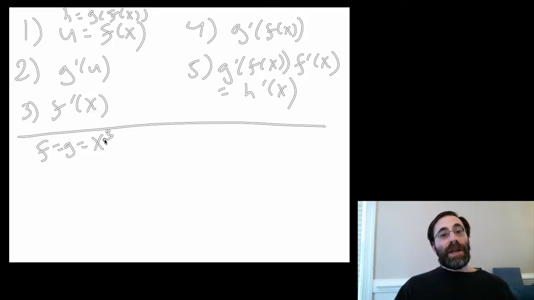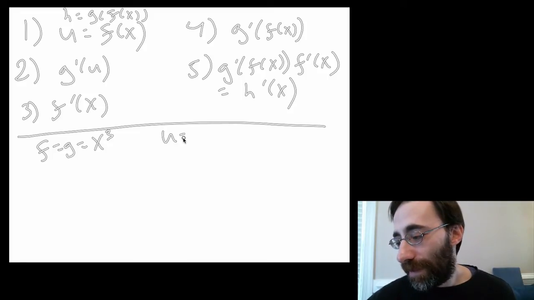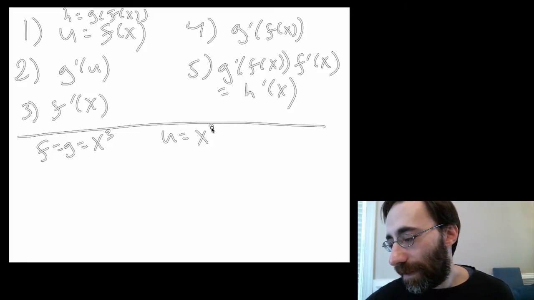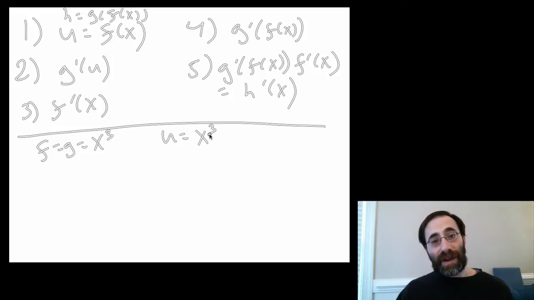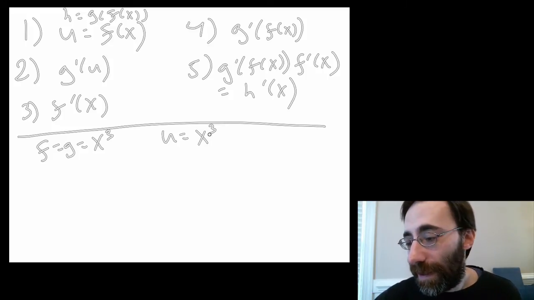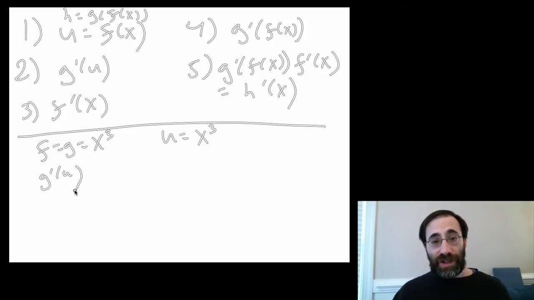Step 1, identify u. Well, they're both x cubed, so we'll make u equal to f of x, which is x cubed. Step 2, compute g prime of u. Now, g of x is just x cubed. That means g of u is just u cubed. That's the important thing to keep in mind.